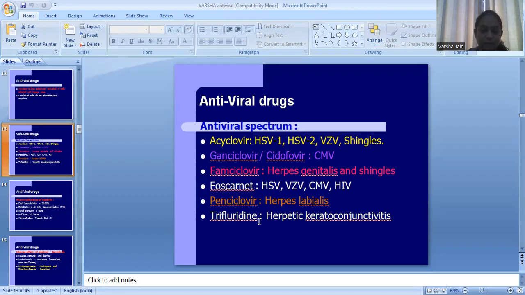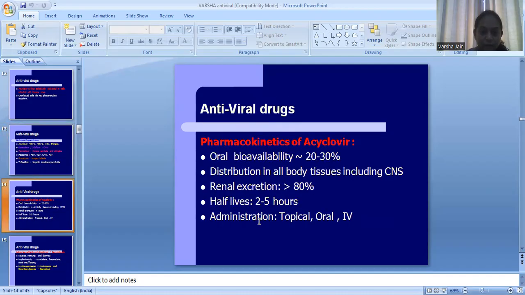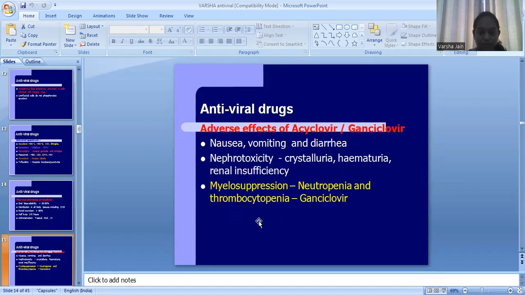Docosanol, that is for herpes labialis. Trifluridine for herpetic keratoconjunctivitis. Pharmacokinetics of acyclovir: oral bioavailability is 20 to 30%. Distribution in all the body tissues, including CNS. Renal excretion is 80%, and half-life is 2 to 5 hours. It can be administered through the topical route, oral route, and intravenous route.